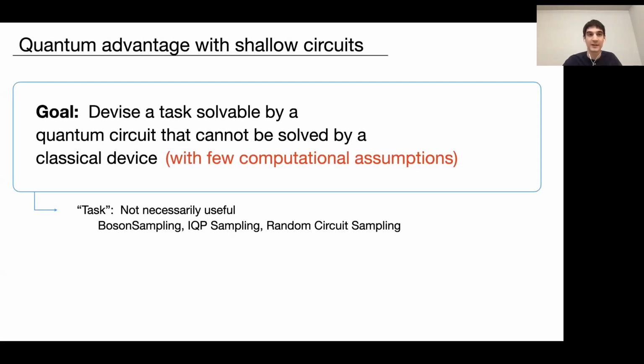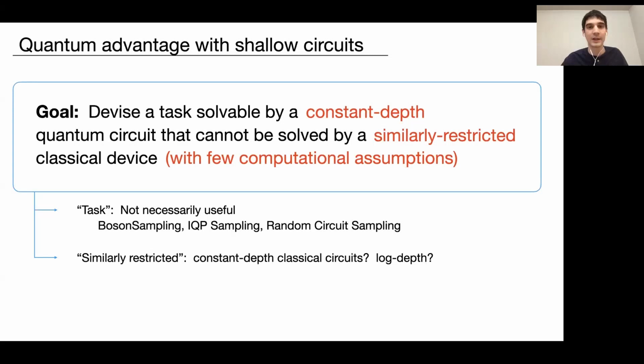And as soon as you add this restriction, it's not clear anymore what task you would even reach for, because I've asked for quite a lot here. So instead, I'm going to change the goal slightly. Instead of comparing the full power of quantum computation to the full power of efficient classical computation, this question of BQP versus P, let's compare the power of constant depth quantum computation to similarly restricted classical computation. This question of similarly restricted is really the whole name of the game. Can we show that there's a constant depth quantum circuit that can't be simulated by a constant depth classical circuit, or even a log depth classical circuit, and how far can we push this separation is really the question.